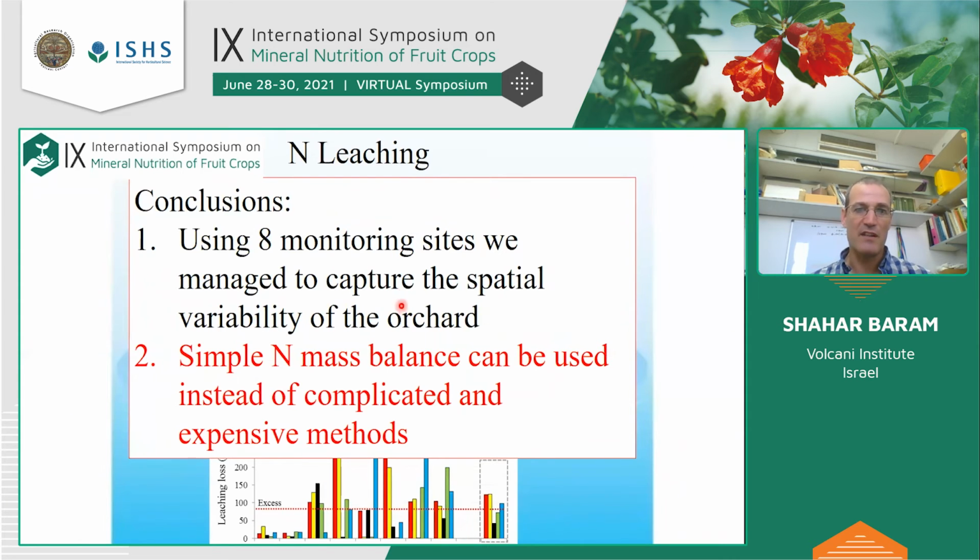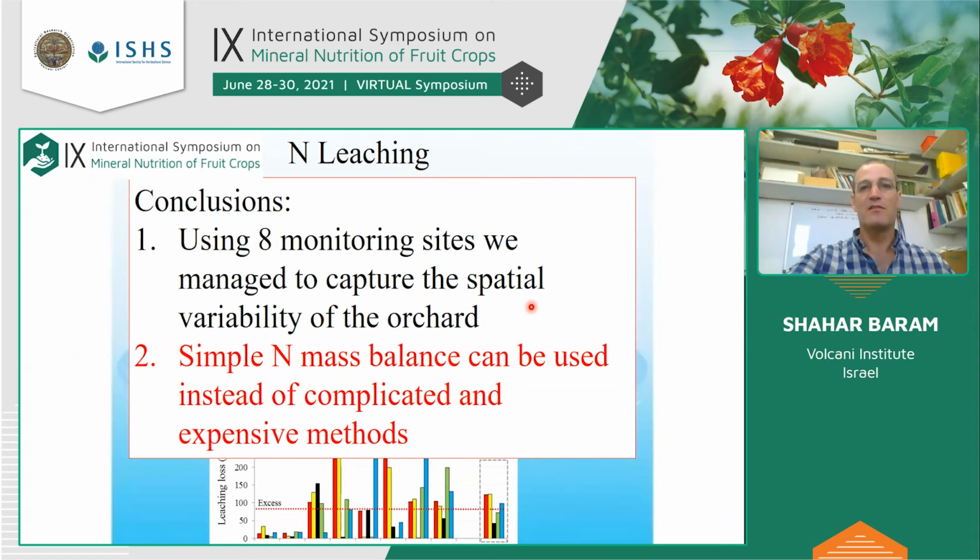Basically what we've learned is that by using 8 monitoring sites in an orchard, we managed to capture the spatial variability in the orchard. But most importantly, a simple mass balance can be used instead of an expensive, complicated method. Basically, if you know how much fertilizer the farmer applied and you know the yield, you more or less know how much N is used for vegetative growth. So from that, you can say how much is lost into the groundwater annually.